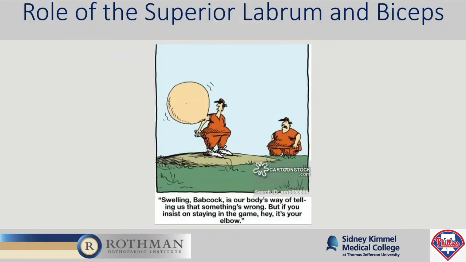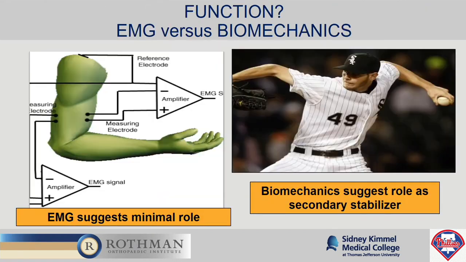So let's talk about the role of the superior labrum and the biceps in the overhead athlete. Well, if you look at some of the data, it's actually pretty conflicting. If you look at the EMG data, it says the biceps probably has a minimal role in the overhead athlete. Whereas if you look at some of the biomechanical studies, it suggests that the superior labrum and the biceps complex function more as a secondary stabilizer in the overhead athlete.